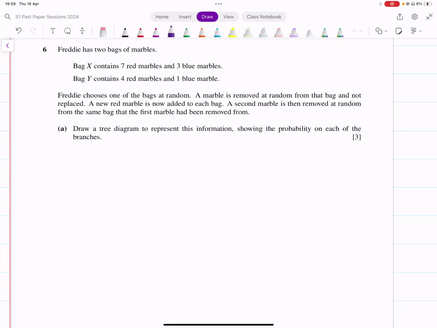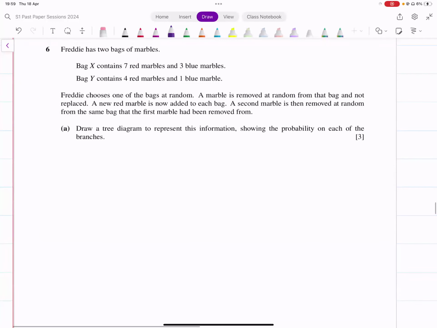Now, that's a fairly complicated looking scenario. So let's break it down. So go in sequence. When you're drawing a tree diagram, do things sequentially. Do them step by step. What's the first thing that's happening? The first thing that's happening is she's choosing one of the bags at random. Okay, one of the bags is being chosen at random.